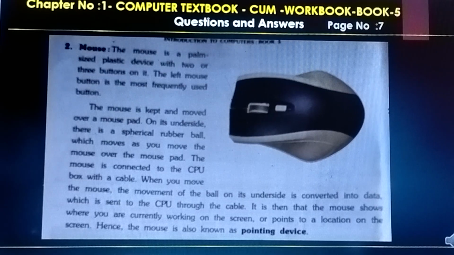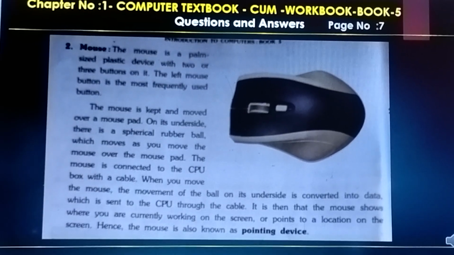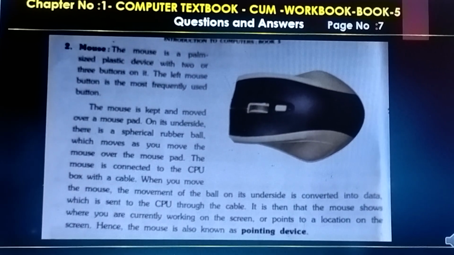When you move the mouse, the movement of the ball on its underside is converted into data which is sent to the CPU through the cable. The mouse then shows where you are currently working on the screen or points to locations on the screen. Hence the mouse is also known as a pointing device.